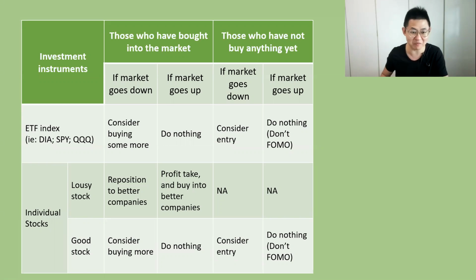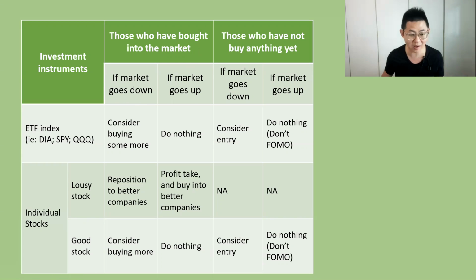I've done it in one of my previous videos. So here you go. If the market goes down and you're buying index or ETF, you can consider buying some more, for those who already bought. Now, if the market goes up, then you don't do anything. And for those who haven't bought into the market yet, if the market goes down, you can consider buying some of the ETF, because ETFs in the long run always go up. Okay, and if the market goes up, then don't do anything.